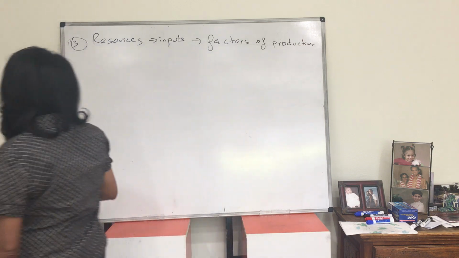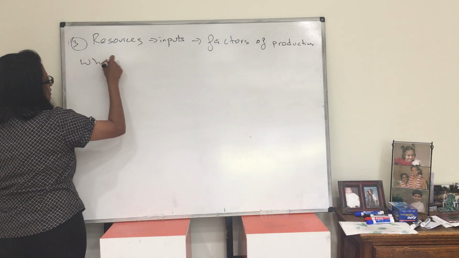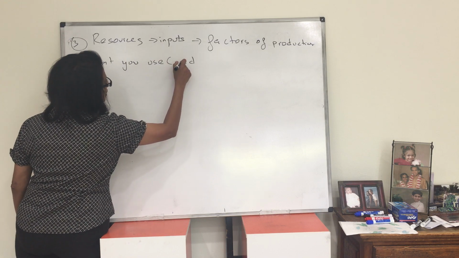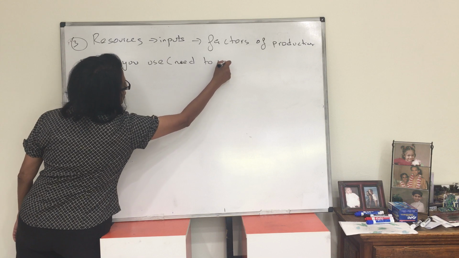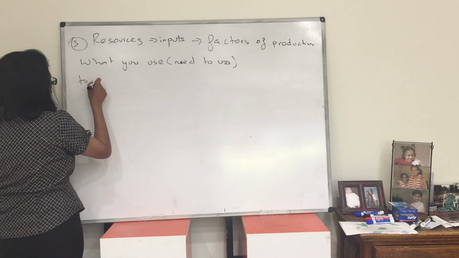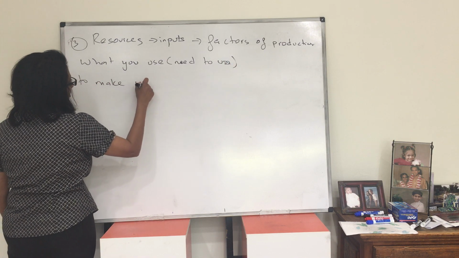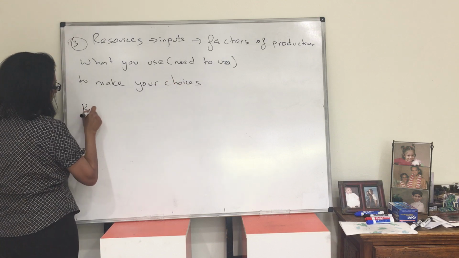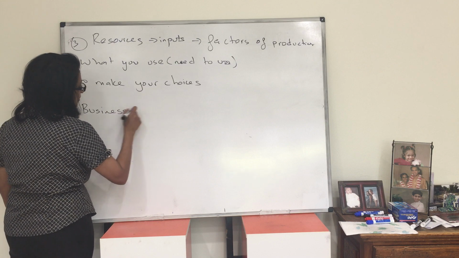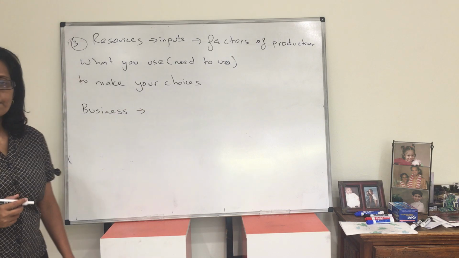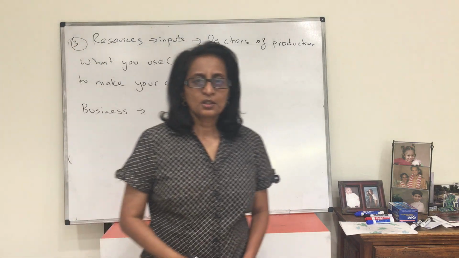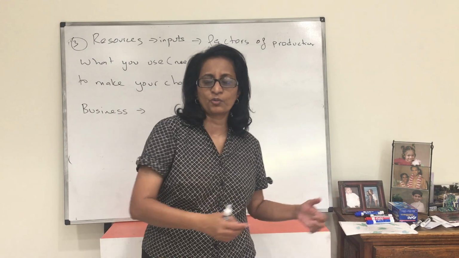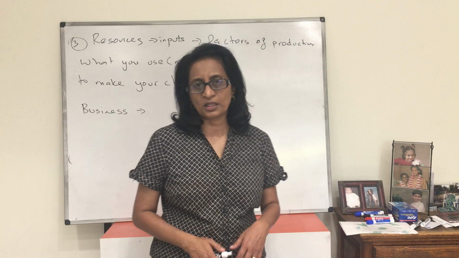Right, is what you use or need to use to make your choices. Another way to think about it is, for businesses, what do they use to make the choices? Their choice is how much they want to produce. How much of tables and chairs do they want to produce? So what do they use to make the choices?